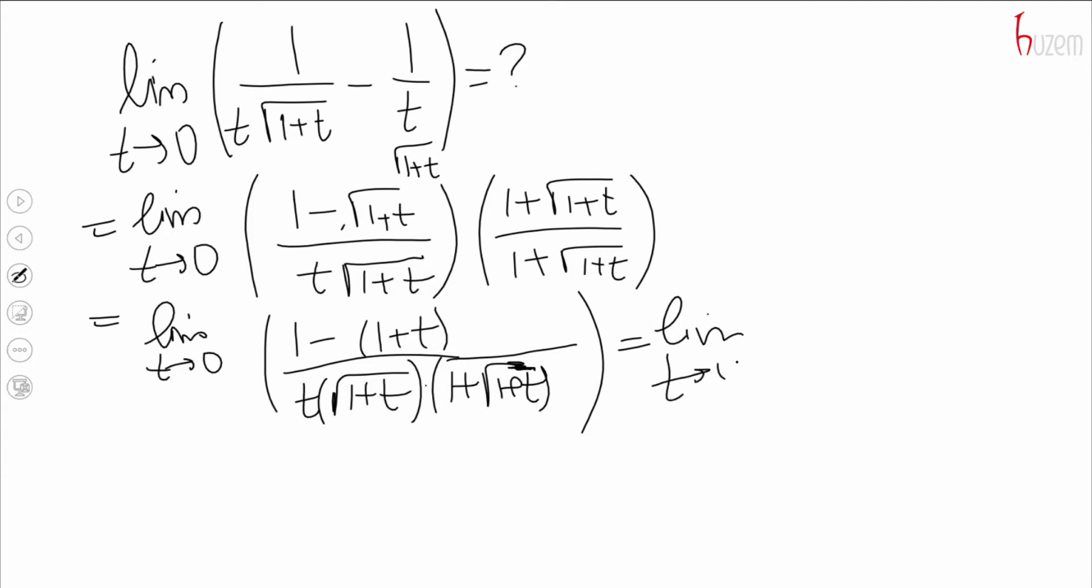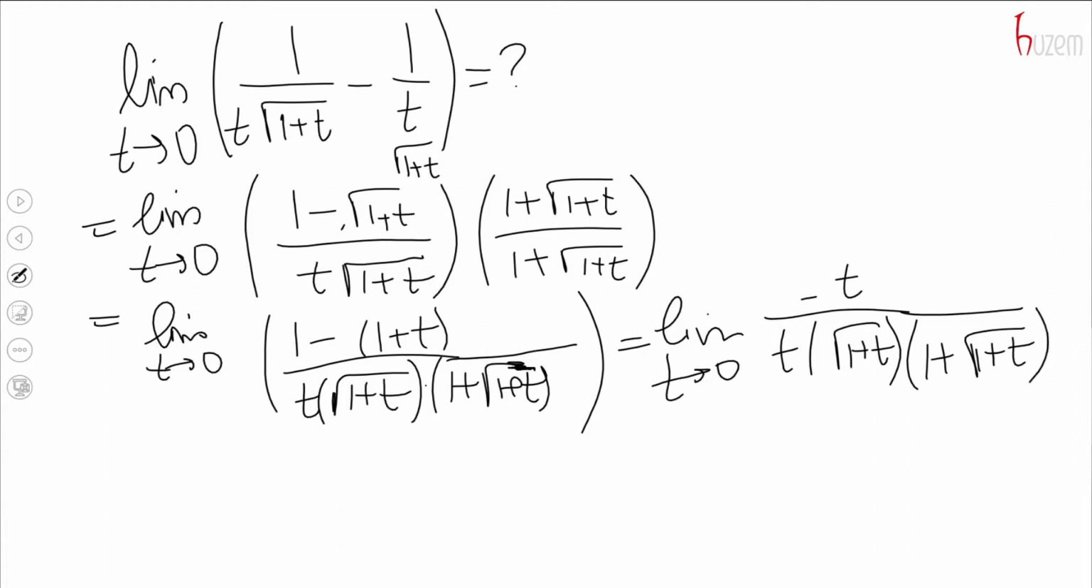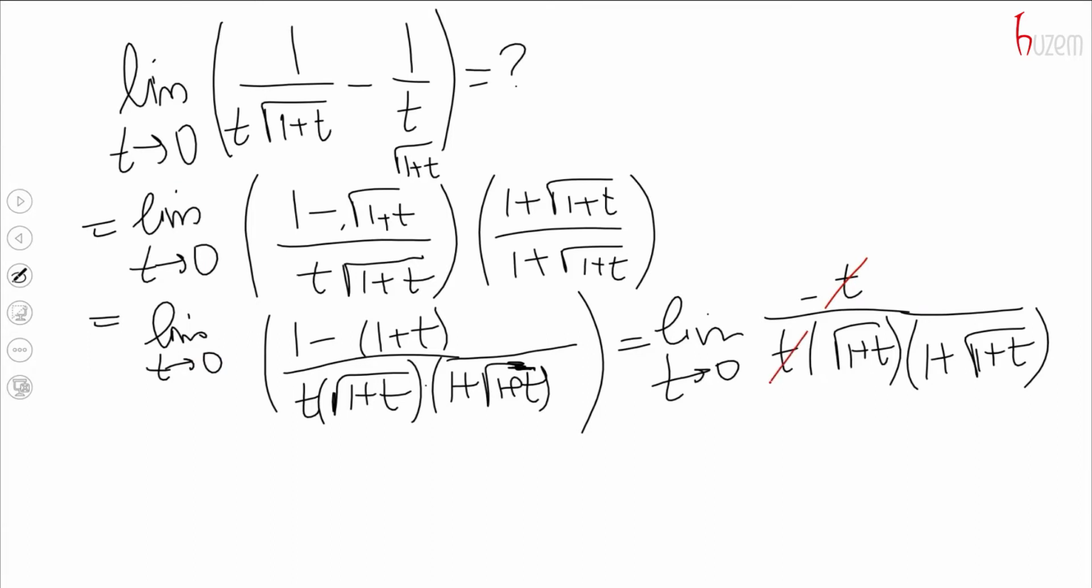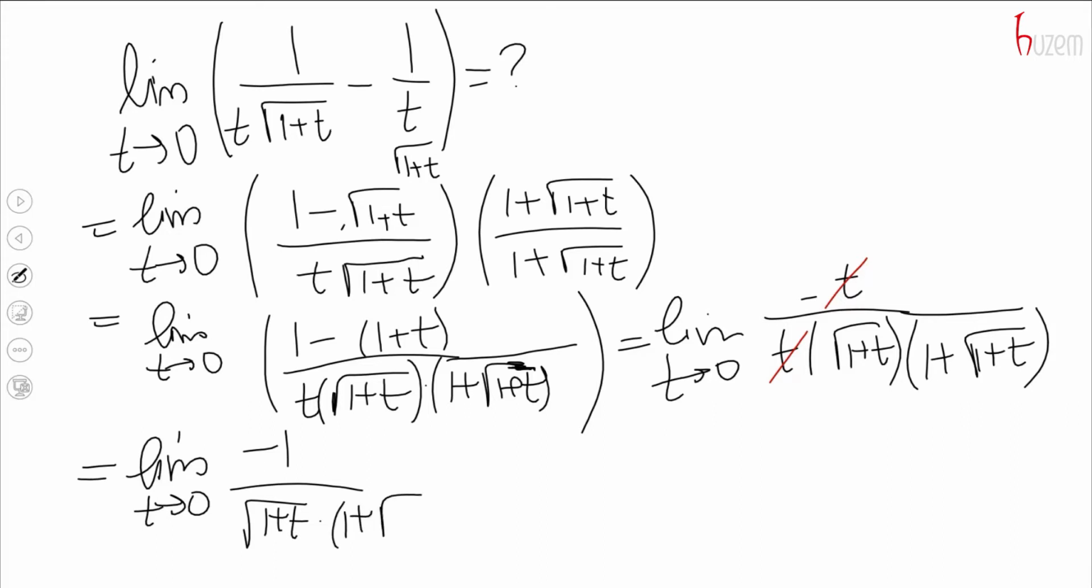The limit as t approaches 0, we will have negative t divided by t times the same quantity, and this same quantity will be root 1 plus t, and also 1 plus root 1 plus t. These t's will cancel out, and we will continue. The limit as t approaches 0. On the top we have negative 1. On the bottom we have the root of 1 plus t times (1 plus root 1 plus t). Okay, so this is what we really have.